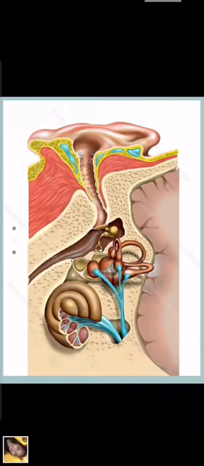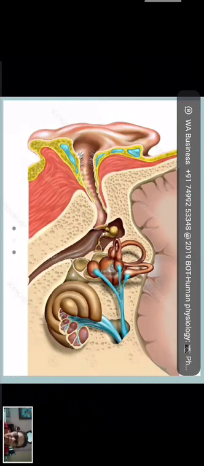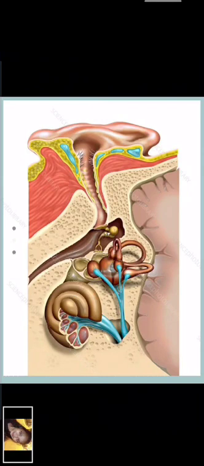Okay. Middle ear. What are the contents of the middle ear? Ma'am, auditory ossicles. Very good. Auditory ossicles, muscles, and air. What are the names of the auditory ossicles sequentially, starting from the tympanic membrane?